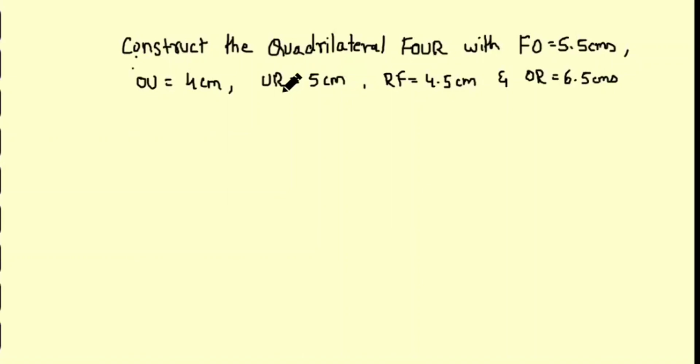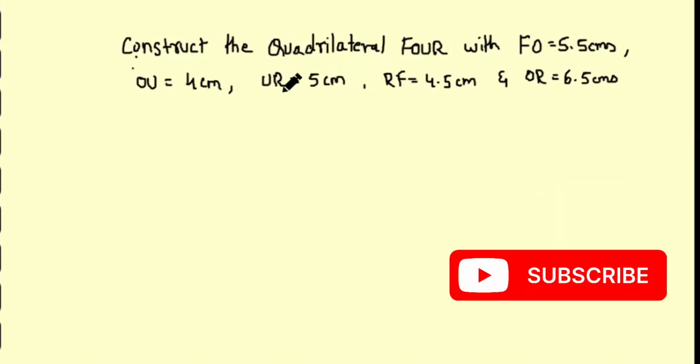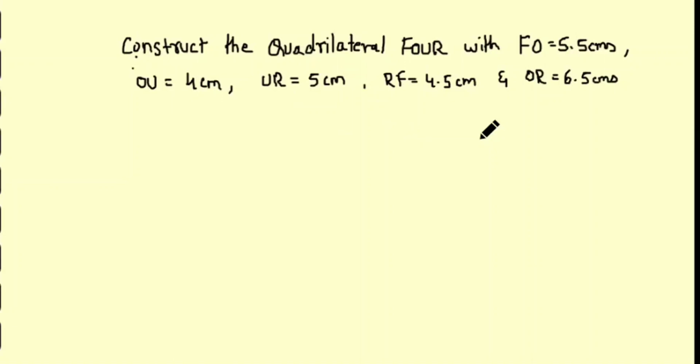As you can see, they are asking us to construct the quadrilateral FOUR with FO as 5.5. Let us begin with the rough figure. Let us draw the quadrilateral. A quadrilateral is nothing but a figure enclosed by four sides. We don't know whether that quadrilateral is a parallelogram, rhombus, square or rectangle, so you can draw it in any way. Here we should draw the rough figure of the quadrilateral.